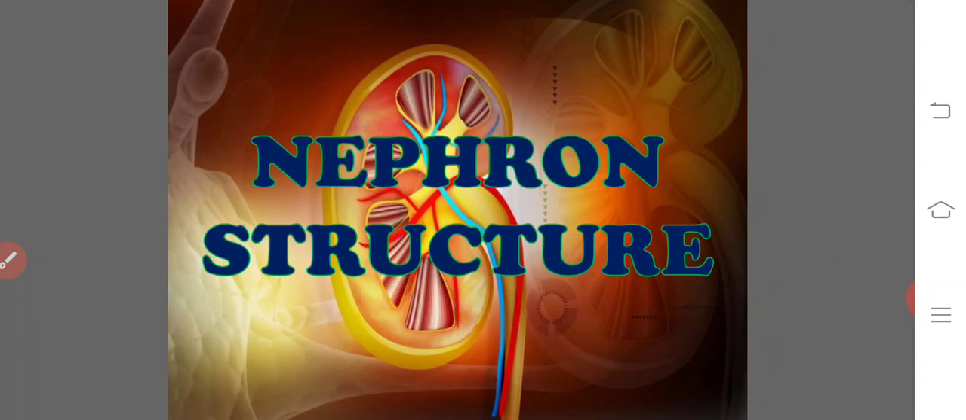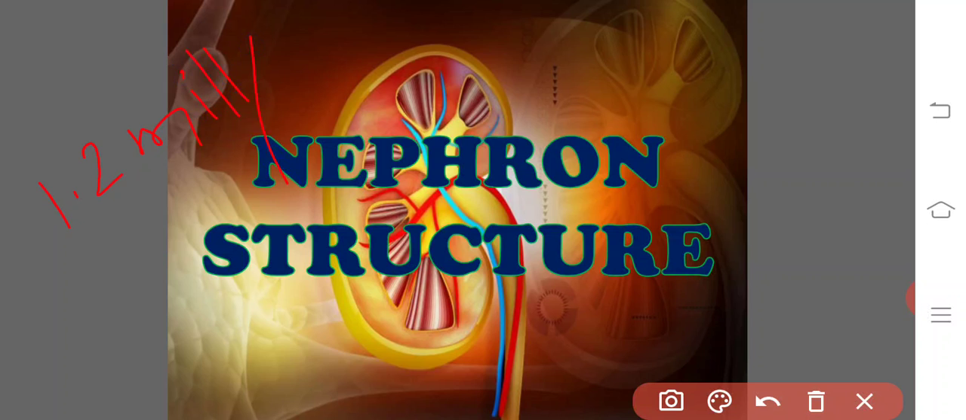Then come to the structure of the nephron. It's very, very important. Without knowledge of the structure of the nephron, we may not understand urine formation, so we have to observe it very clearly. There is one pair of kidneys, and each kidney possesses 1.2 million nephrons.